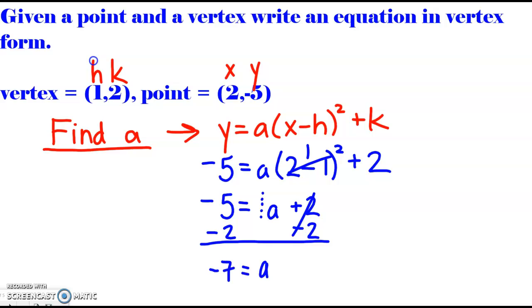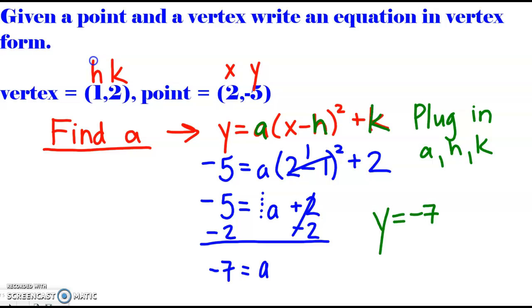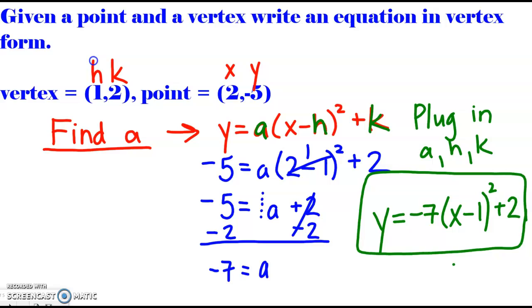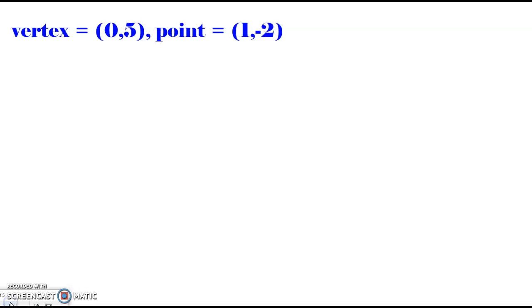Now that we know the value of a, what we do is we plug a, h, and k into vertex form. So we go y equals a is -7, parentheses, x minus h was 1, quantity squared, plus k is 2. That's the equation of the parabola, the quadratic equation, that would go through the point (2, -5) and have a vertex of (1, 2).